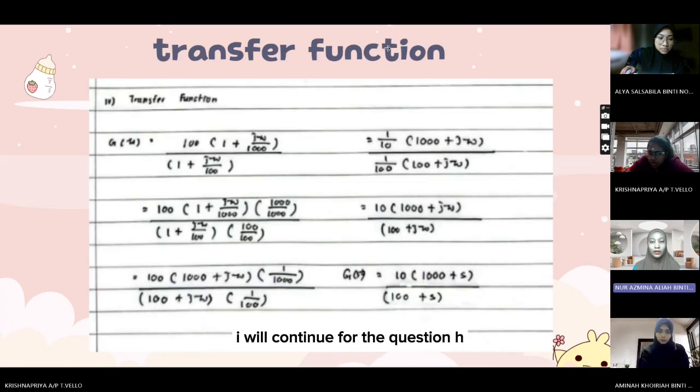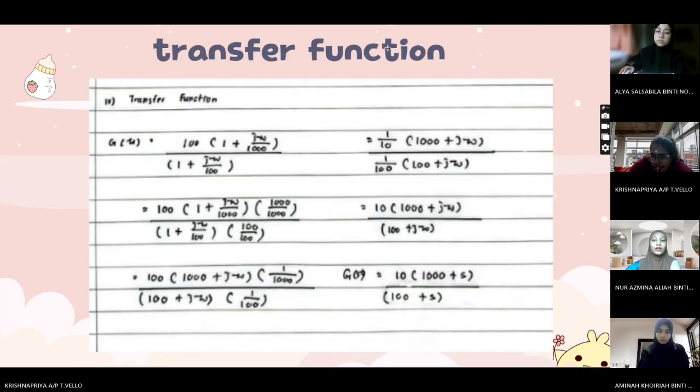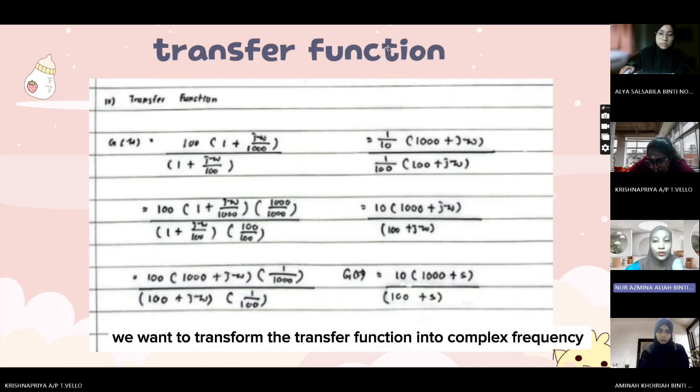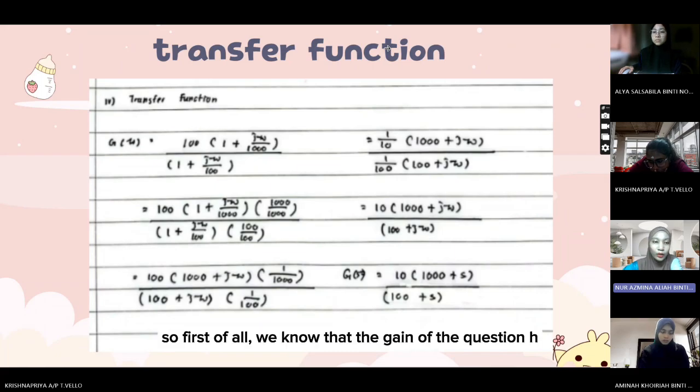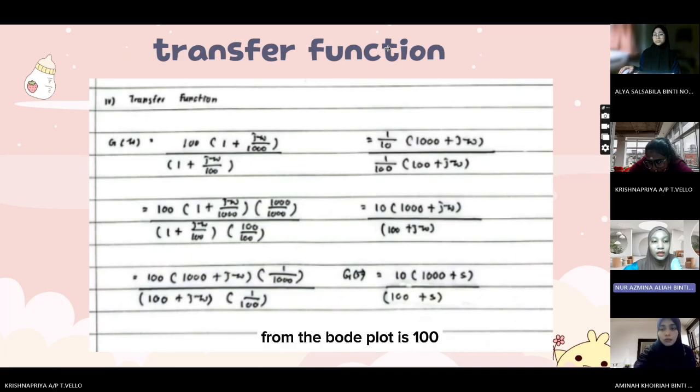I will continue for question H. Transfer function. We want to transform the transfer function into complex frequency. So first of all, we know that the gain of this question H from the Bode plot is 100, and a simple zero is at omega 1000 radian per second, and a simple pole at omega 100 radian per second. So we rearrange the numbers like this: 100 multiplied with 1 plus j omega over 1000 and over 1 plus j omega over 100.